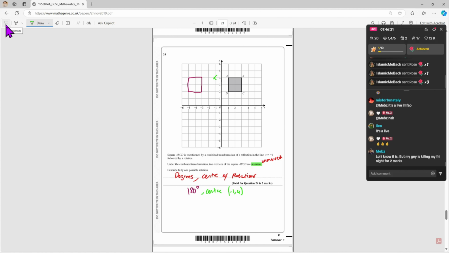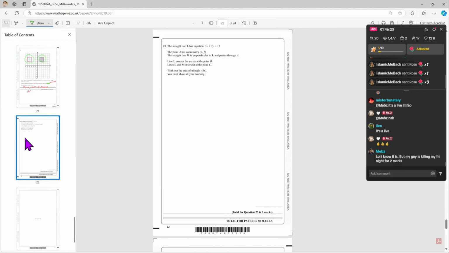Well done, guys, for getting that correct. So, lastly, moving on to the last question of the paper. It's a 5-mark question.